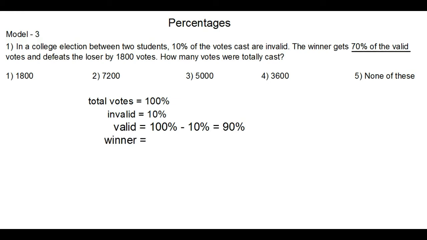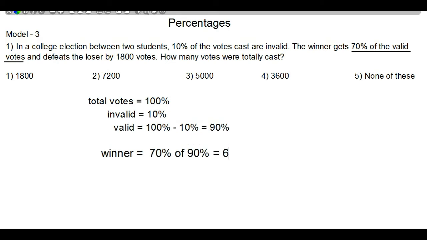Now moving on to the next part of the question, the winner gets 70% of the valid votes. So the winner here will be getting 70% of valid votes, which is equal to 90%. So now we can say that the winner has got 70% of 90%. And going by the concept of percentages of percentage that we have discussed earlier, we know that 70% of 90% will be equal to 70 into 90 by 100, which comes out to be 63%. So the winner has got 63% of the votes.